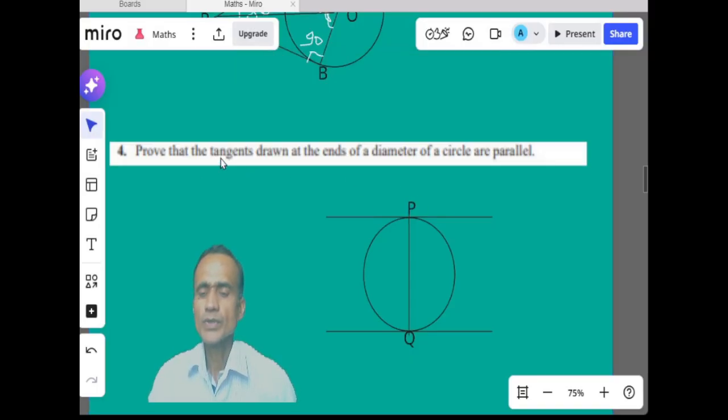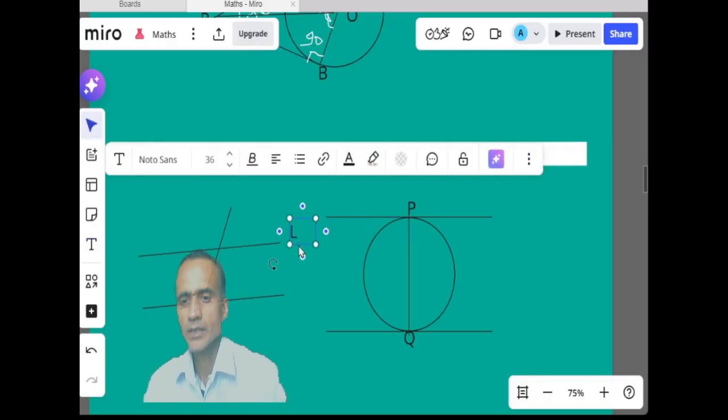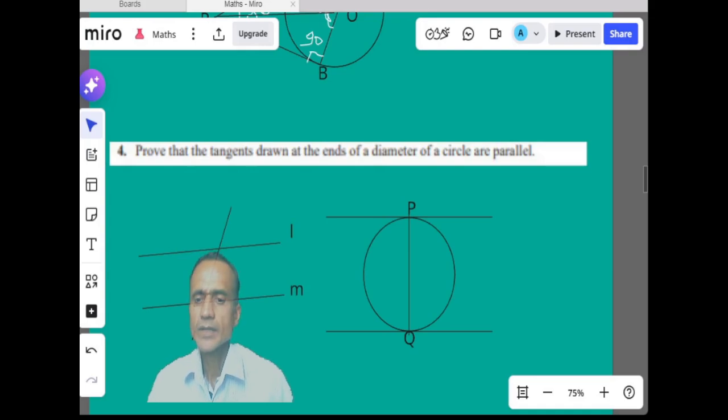In question number 4, we are required to prove that the tangents at the end of a diameter of a circle are parallel. We know the properties of parallel lines. So what are the properties of parallel lines? These two are the parallel lines. We can name them L and M, the two parallel lines, and this is a transversal.